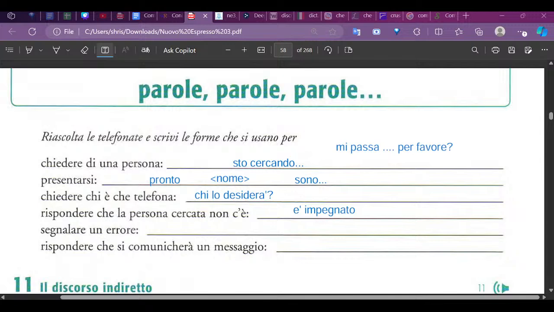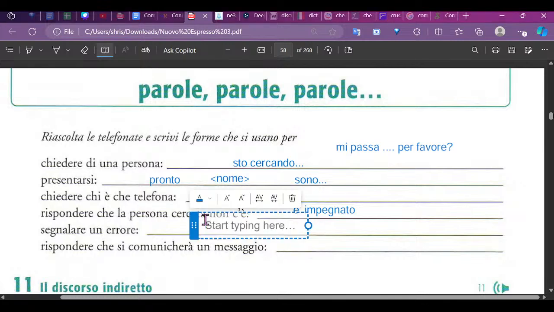2. Pronto? Pronto, scusi, sto cercando la ditta De Angelis. No, mi dispiace, ha sbagliato numero. Ah, va bene, mi scusi.